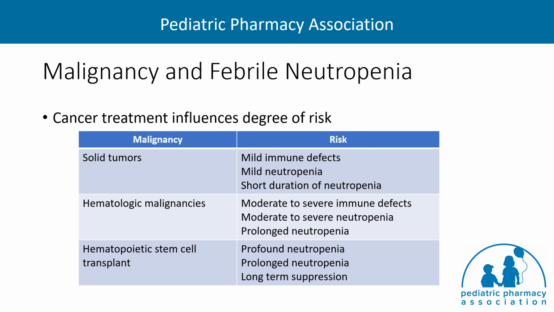Does the type of malignancy impact the risk of febrile neutropenia? And yes, it does increase the risk. So patients with solid tumors typically have mild immune defects, mild neutropenia, and shorter duration of neutropenia, so are therefore at slightly lower risk. Patients with hematologic malignancies typically have moderate to severe immune defects, moderate to severe neutropenia, and prolonged neutropenia, so are at higher risk. And then, of course, our hematopoietic stem cell patients that have prolonged periods of neutropenia, profound neutropenia, and long-term suppression are maybe at our highest risk of developing febrile neutropenia.